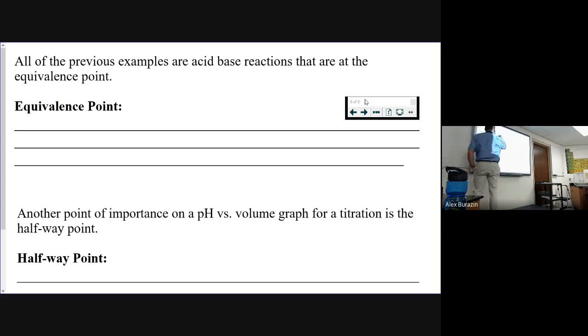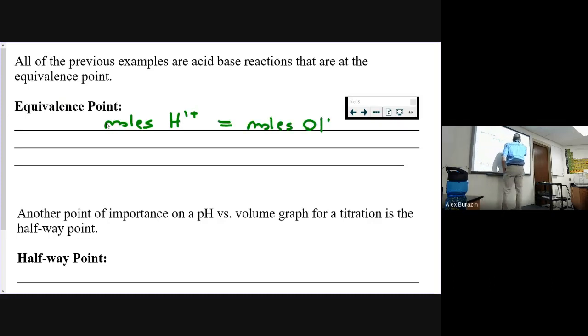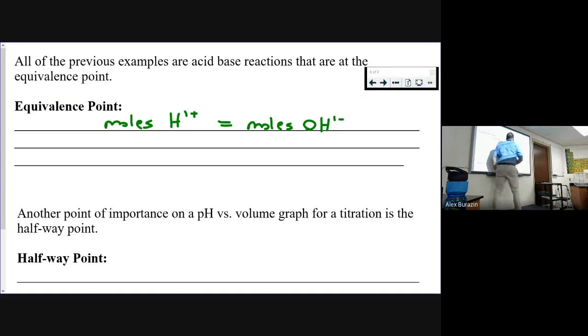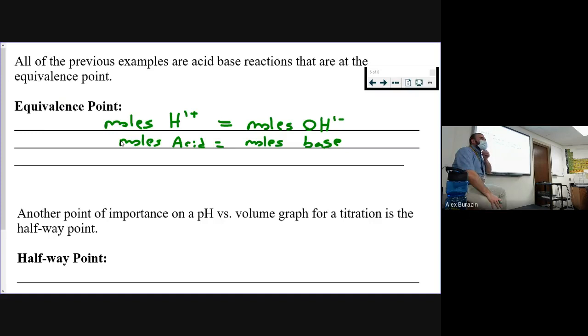Moles are the same. In other words, moles of H+ equal moles of OH-. Okay? Moles of acid equal moles of base. That is the equivalence point, when I have equal amounts of both acid and base.